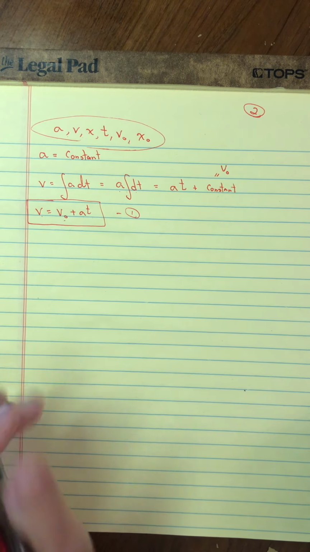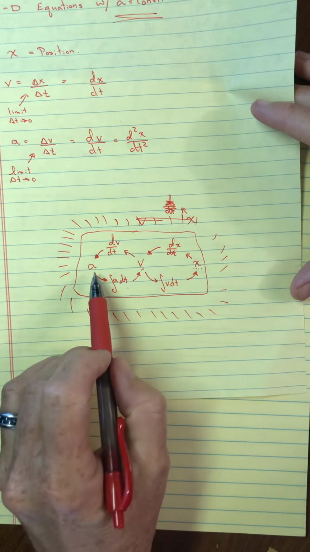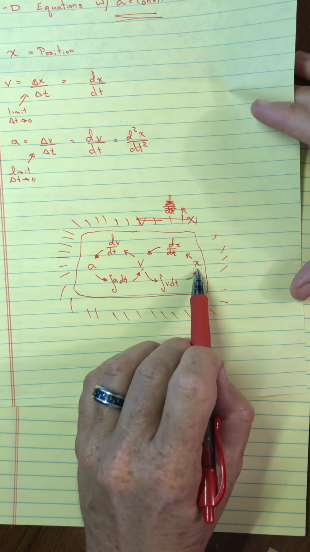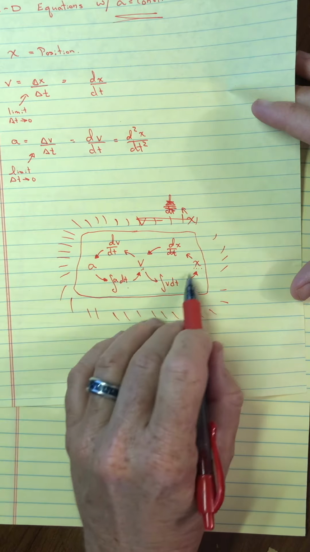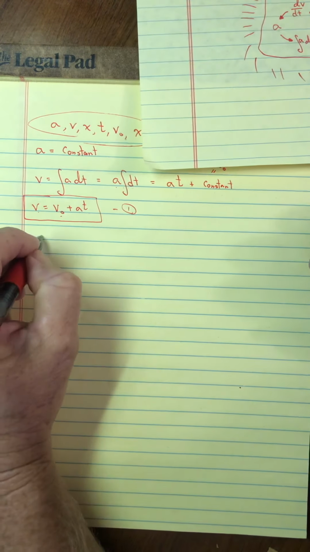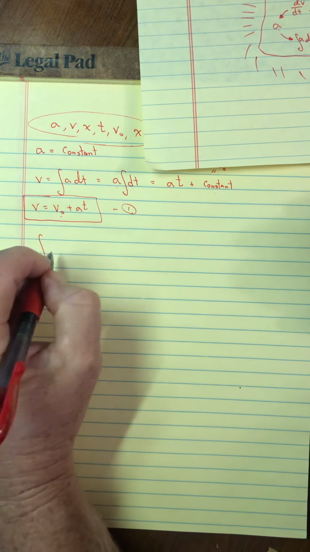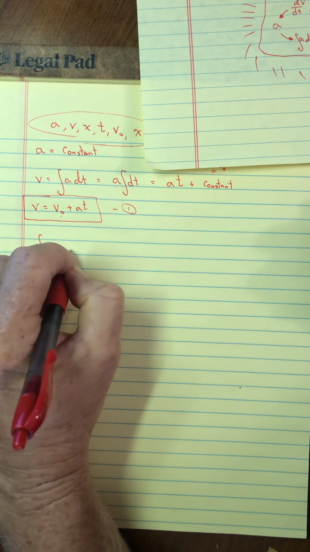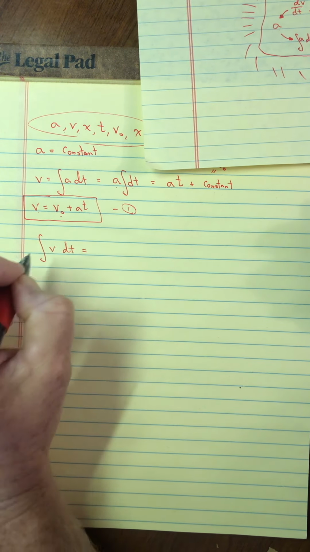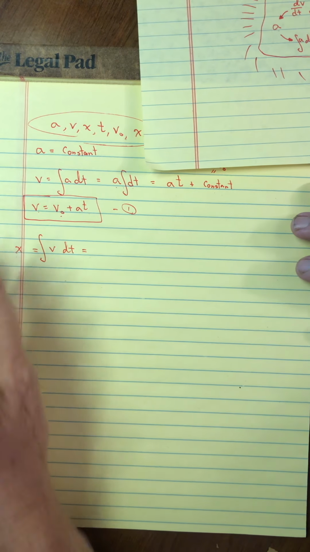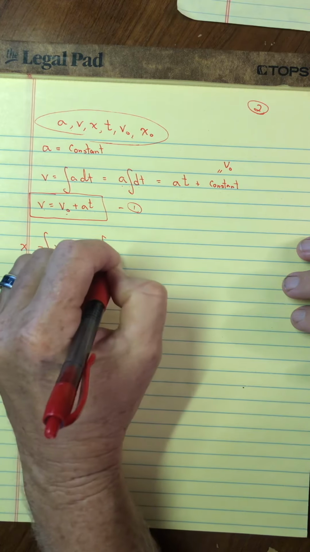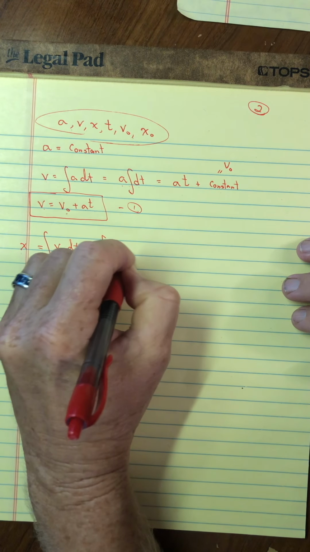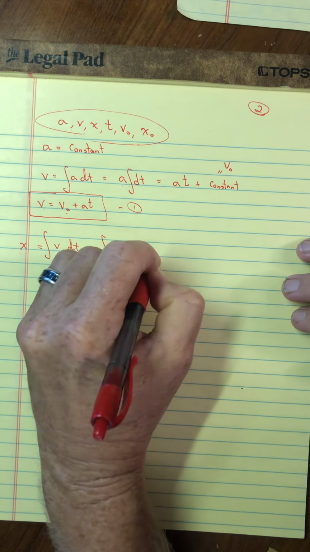Okay. Now, if we continue on with this logic, we could get an equation for position also. I've integrated once to get the velocity. Let me integrate it again to get position. So I'm going to integrate velocity. That should give us position. And let's see what I get. I will put in the equation, which is V naught plus AT and DT.